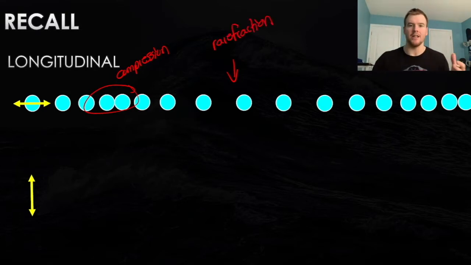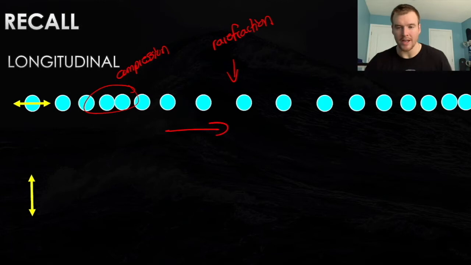Right? And that's easy to see on like a spring or a slinky, that you compress it and let the compression travel down. The energy is going to be going in this direction. The particles are moving in this direction. They're parallel to each other.